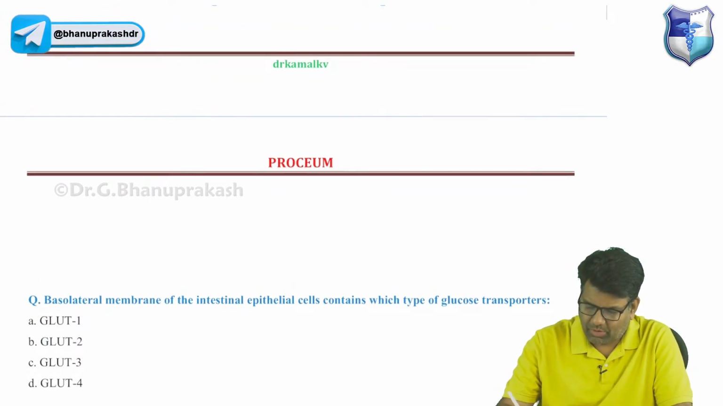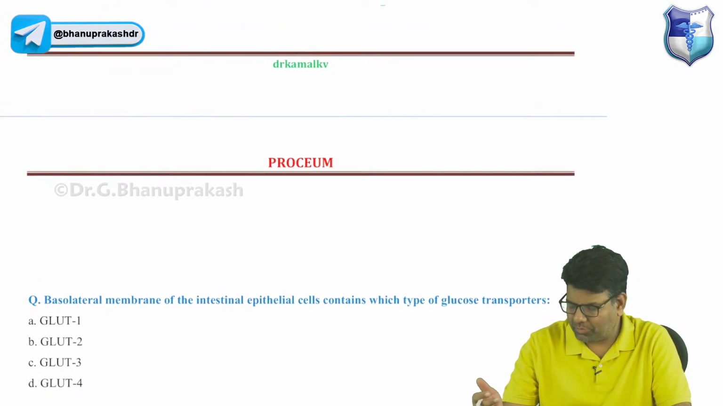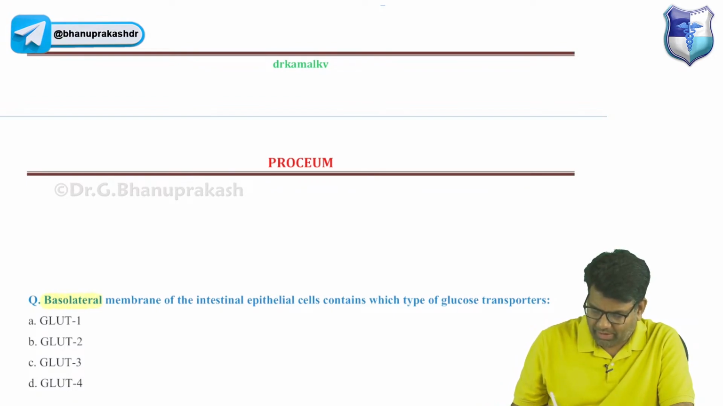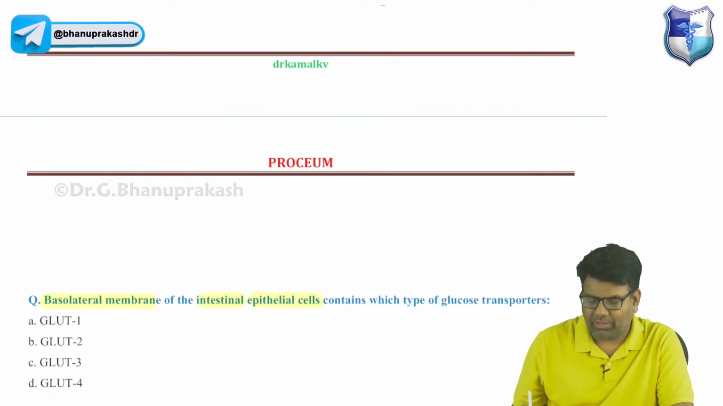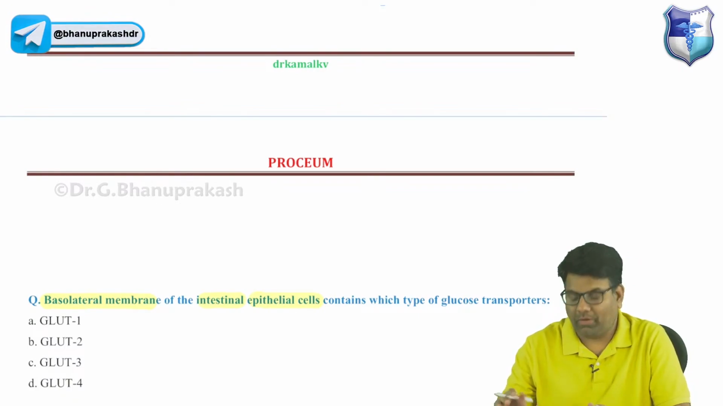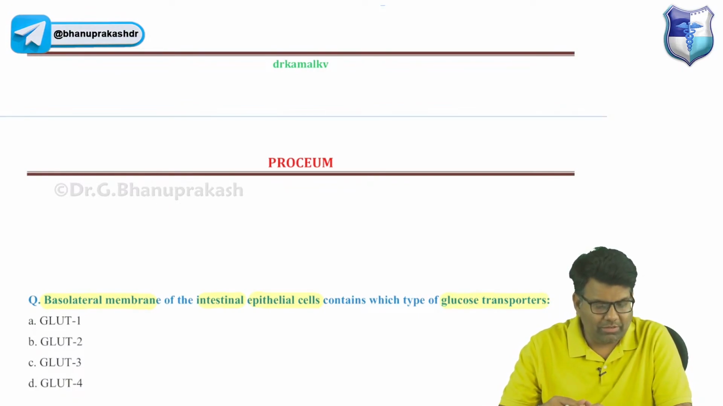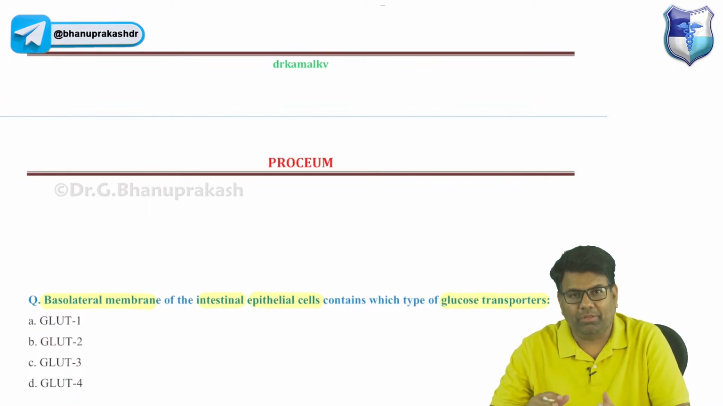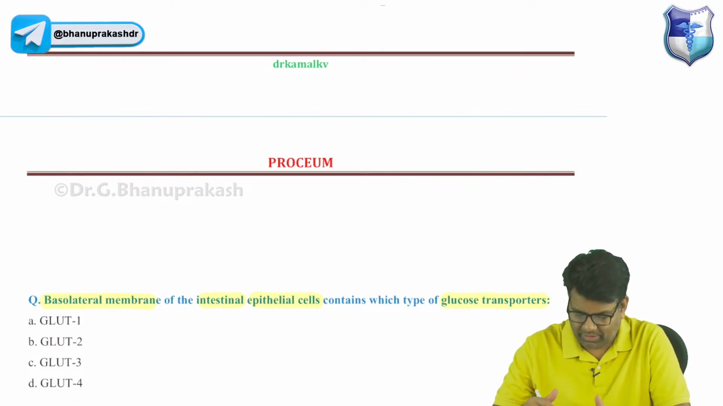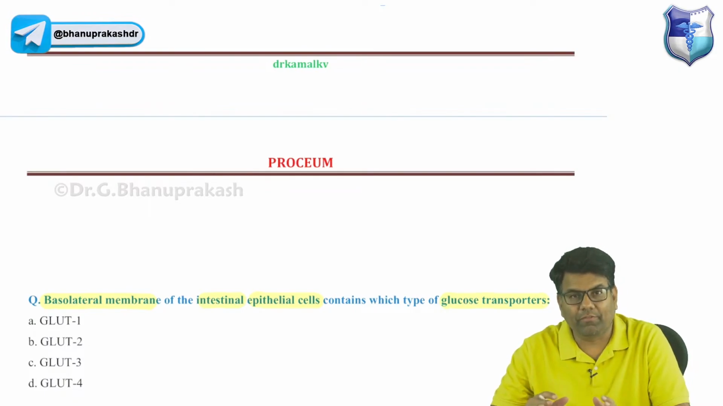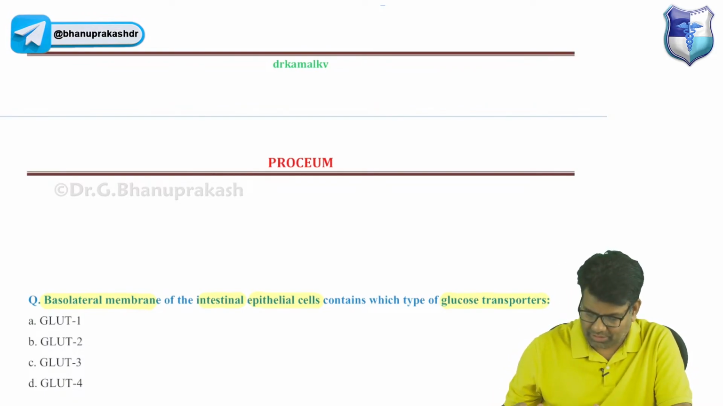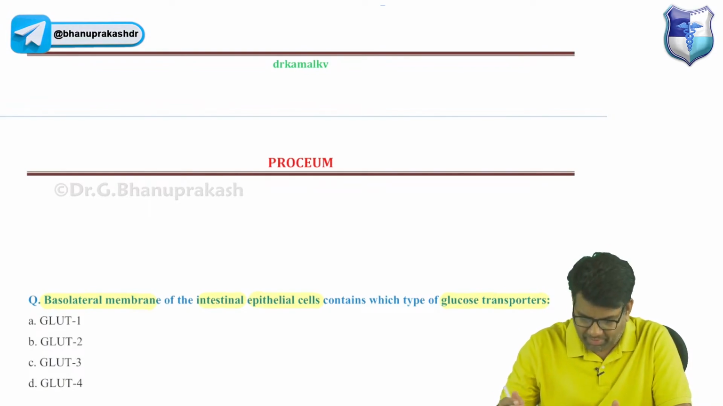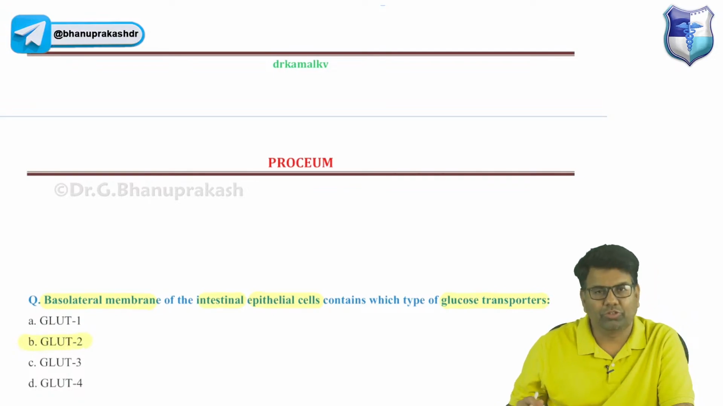And the very first question is about fluid transporters. Now, basolateral membrane of the intestinal epithelial cell contains which type of glucose transporter? Here you need to remember one thing: in intestinal epithelial cells, depending on the location, whether it is apical or basal, we have different glucose transporters, right? So in the basolateral membrane, yes, perfect. So it is GLUT, right?